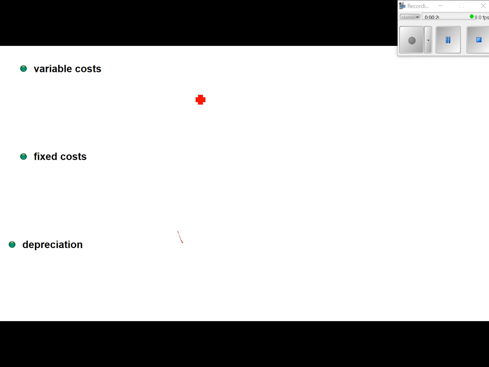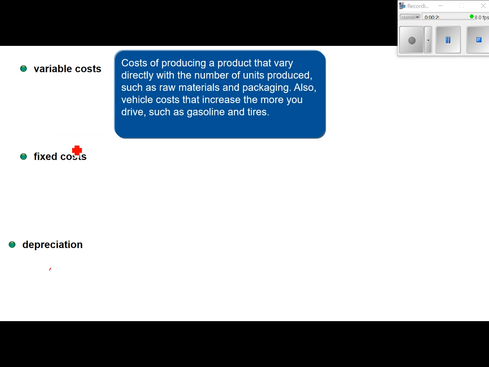You have variable cost. Variable cost, or cost of producing a product that vary directly with the number of units produced, such as raw materials and packaging. Also, vehicle costs that increase the more you drive, such as gasoline and tires. So, for what we're dealing with, the first part of this isn't really what we want. It's just the second part. The more you drive your car, the more these variable costs increase.